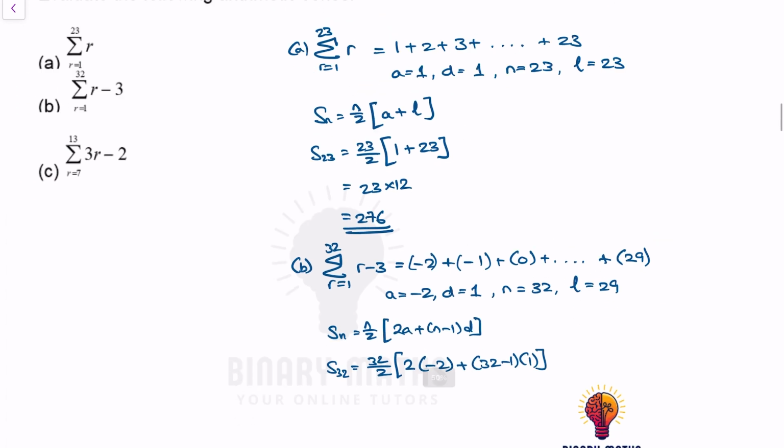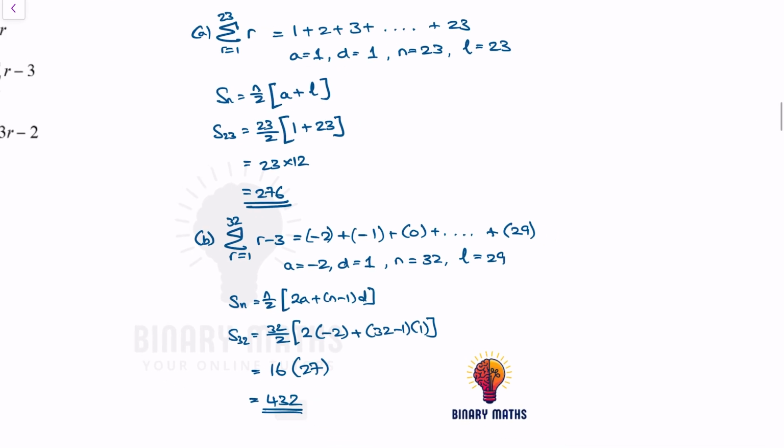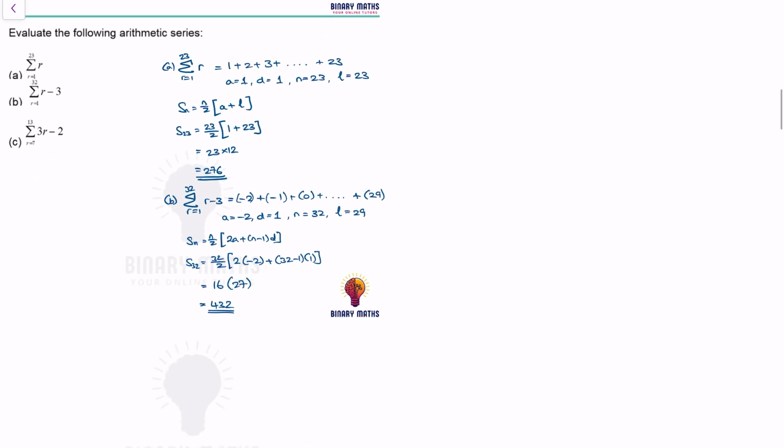Which is the same thing as 32 divided by 2 gives me 16. I get 31 take away 4, which is 27. So 16 times 27 is equal to 432. So that would be the answer for part B.